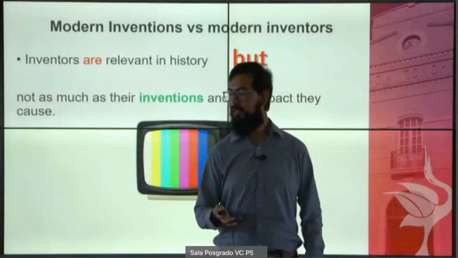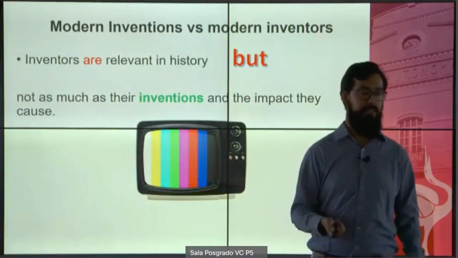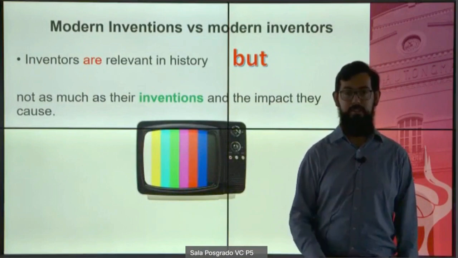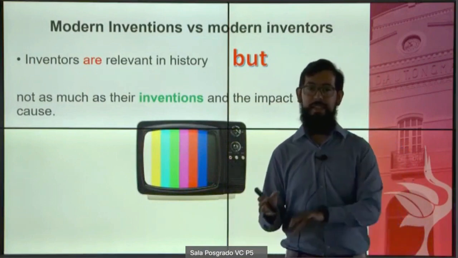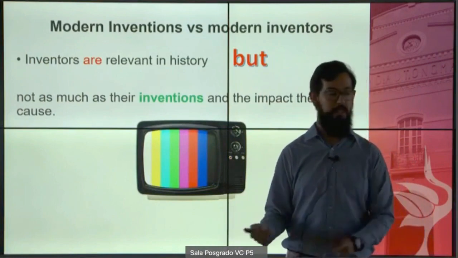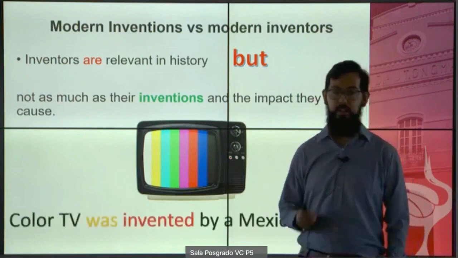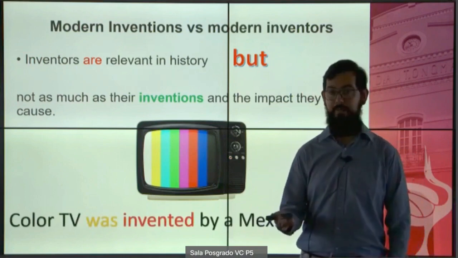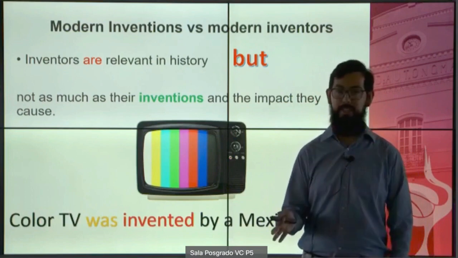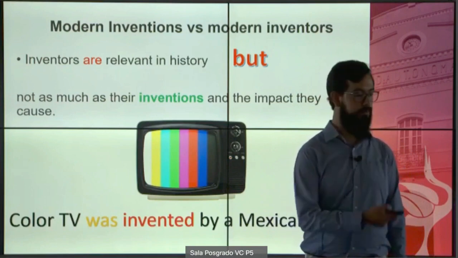So modern inventions versus modern inventors, okay? Inventors are relevant in history, but not as much as their inventions and the impact they cause. It's more relevant to see the inventions than the inventors. Not everybody remembers the names of the inventors, but they do remember the color television. Color TV was invented by a Mexican person, González Camarena. Very nice contribution to the world.